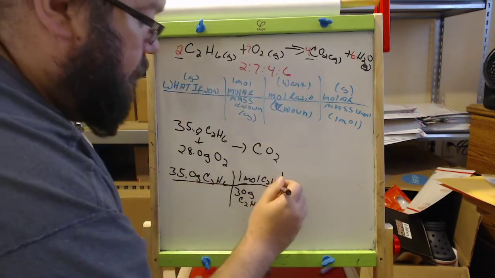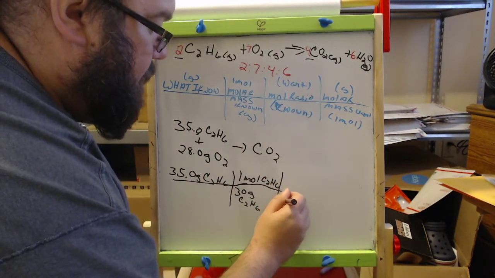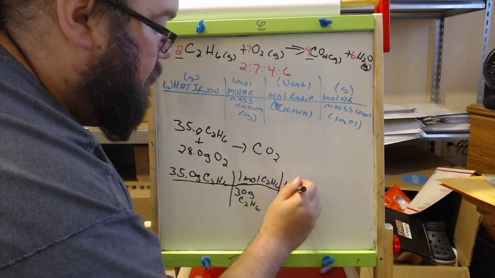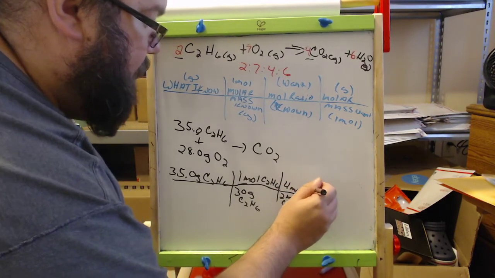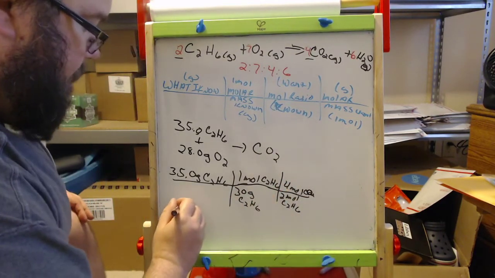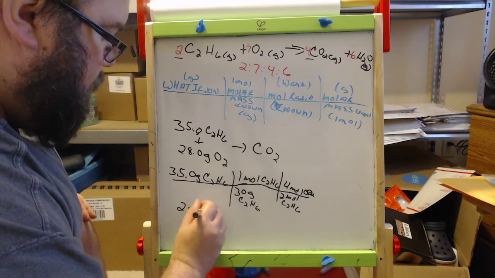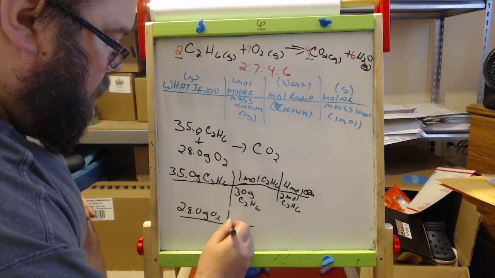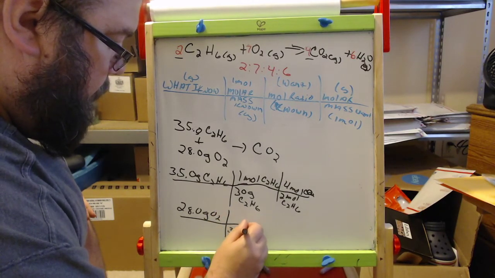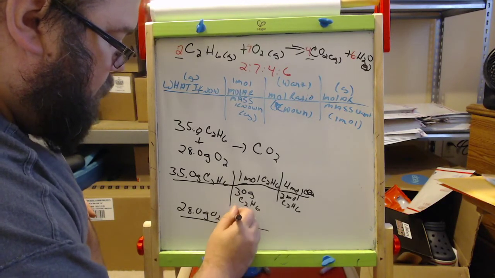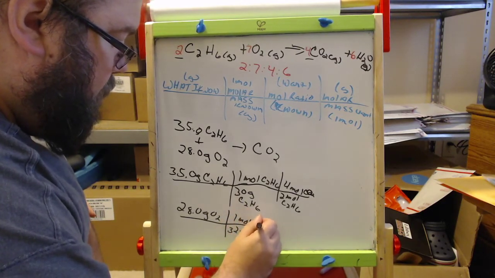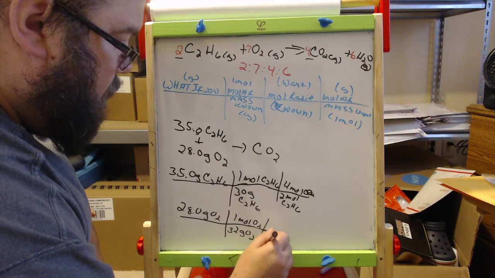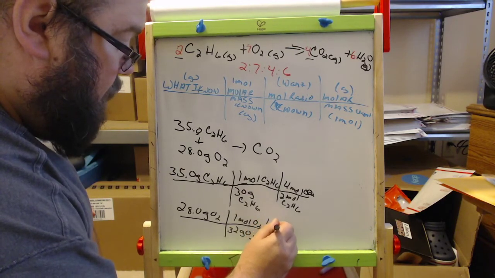Ratio, 2 to 4. 2 moles of C2H6 is 4 moles of CO2. And we're going to stop there, and we'll do the math. But let's set up the other one. 28 grams of O2, 32 grams of O2 is 1 mole of O2. Ratio, 4 to 7. 7 moles of O2 should give me 4 moles of CO2.